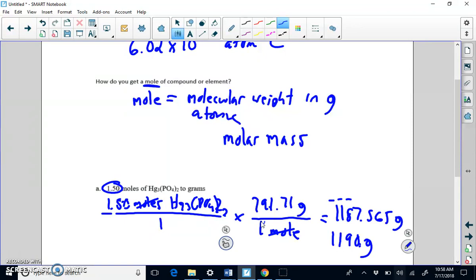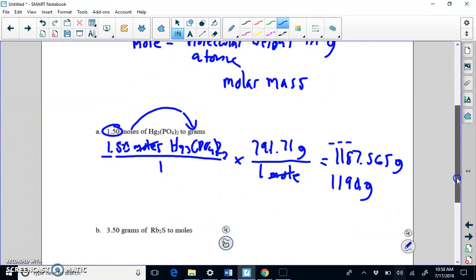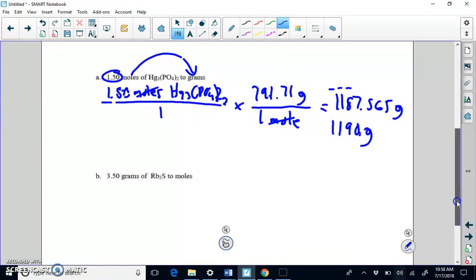Now, in reality, you can really just memorize that when you're converting from moles to grams, you get the molar mass and you multiply. You can really just do that. Most of the time I just don't write it out and multiply. But again, on the AP exam, you need to show your molar masses.